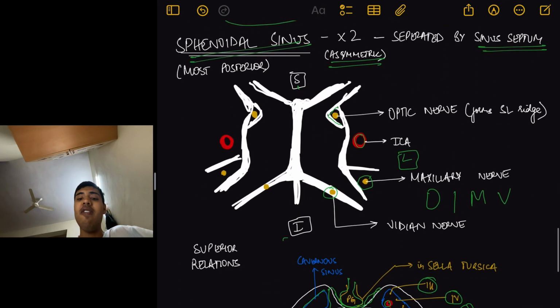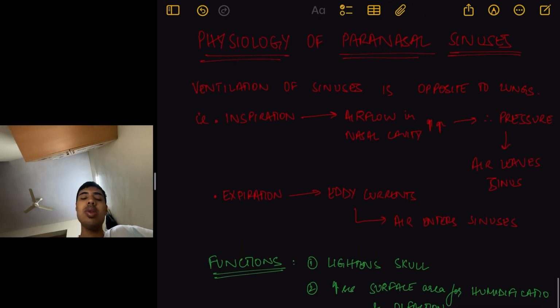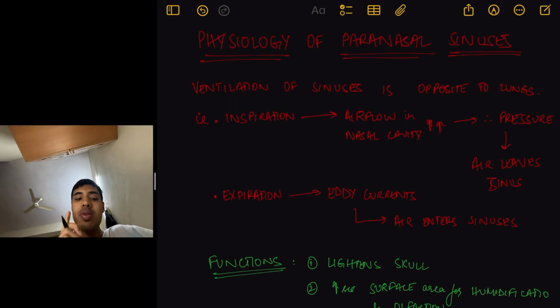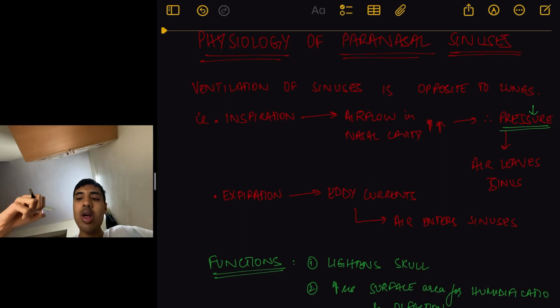Now let's come to the physiology of paranasal sinuses. Now this is a little interesting topic. Basically, when we inspire, what happens? The air flow through the nose is very fast. You have quick airflow through the nose. So whenever air flows in very quickly, you have negative pressure. The pressure in the nasal cavity reduces. So what happens? Air gets sucked out of the sinus. So during inspiration, fast airflow to the nose causes negative pressure within the nasal cavity, so air moves out of the sinus into the nasal cavity.